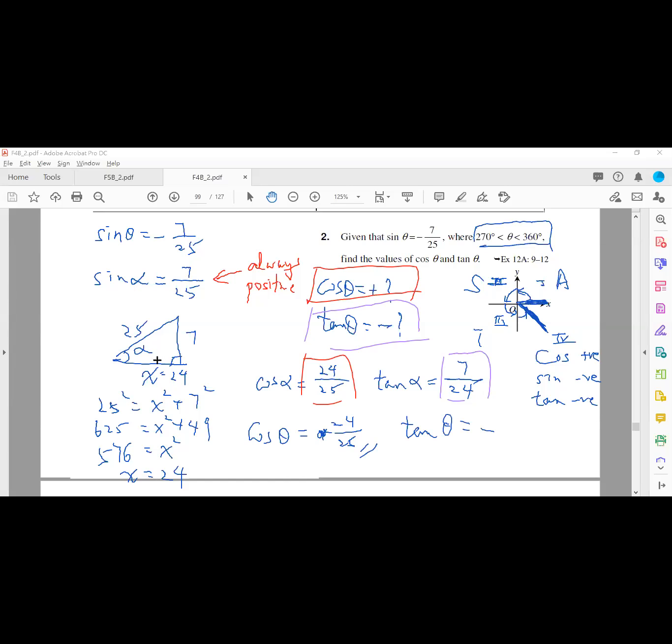And then negative what is exactly the same as this number. Okay, 7/24. So this is the answer.